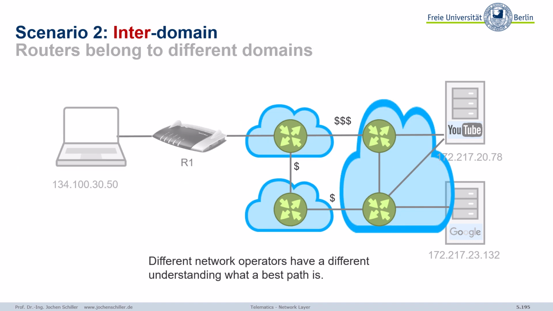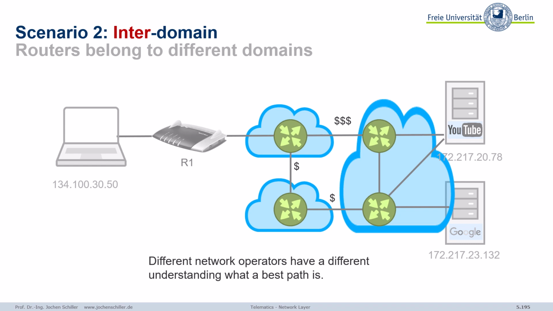But for inter-domain routing, way more difficult. You have many different network operators, and they have a different understanding of what is a best path. So maybe there's an operator that wants to centralize everything, to monitor traffic. There's an operator that wants to decentralize, whatever. Maybe there are operators that prefer this link before they take another link. Some of them go rather via fiber or wireless or whatever. Some are more expensive, some are cheaper.